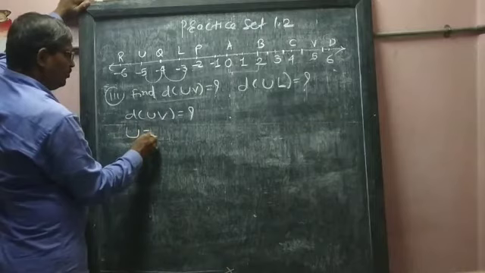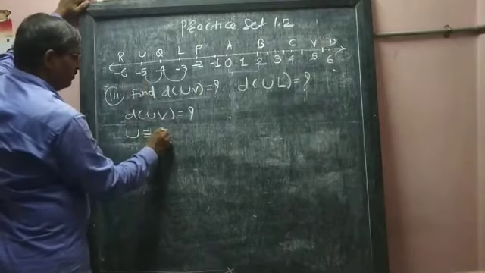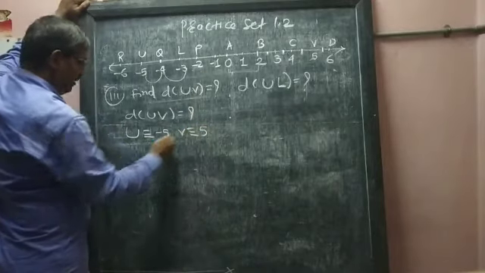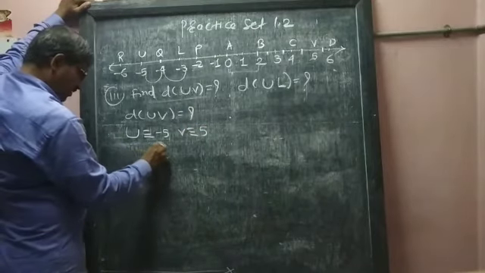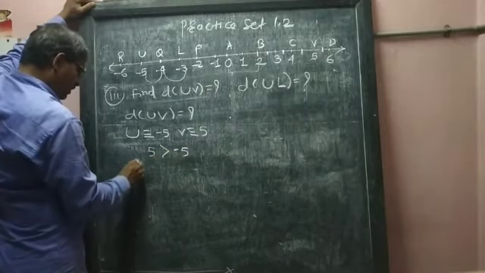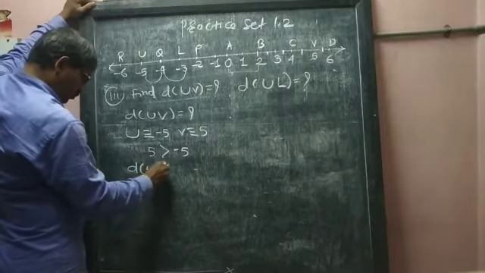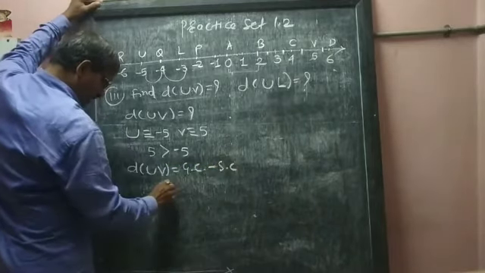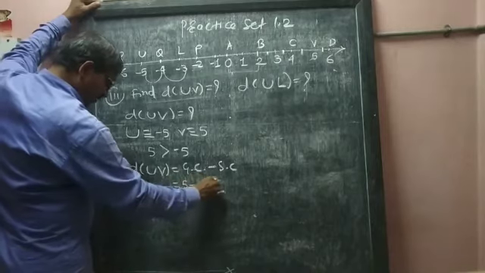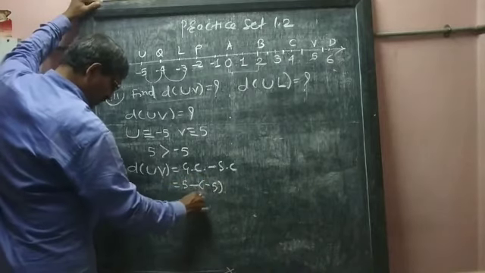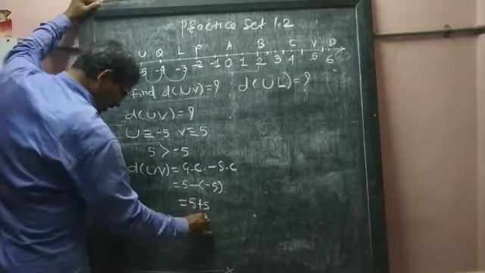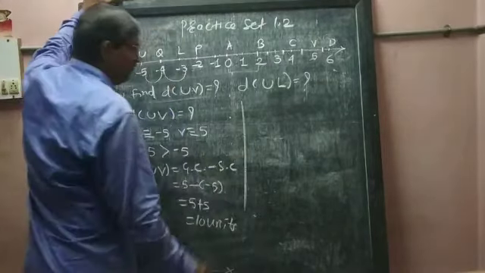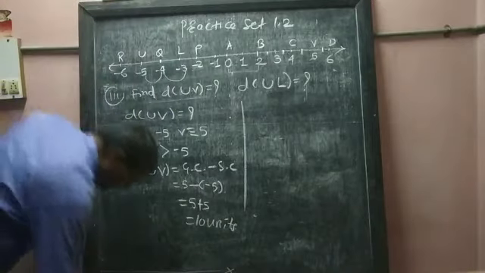So coordinate of U is equal to minus 5. Coordinate of V, where is V? V is 5. Then who is greater? 5 is greater than minus 5. Therefore distance of UV is equal to greater coordinate minus smaller coordinate. Therefore 5 minus in bracket minus 5 means 5 plus 5, that is 10 units. That is the distance.